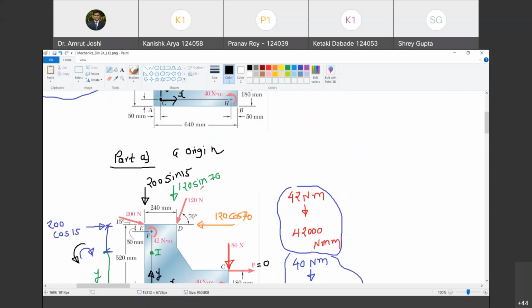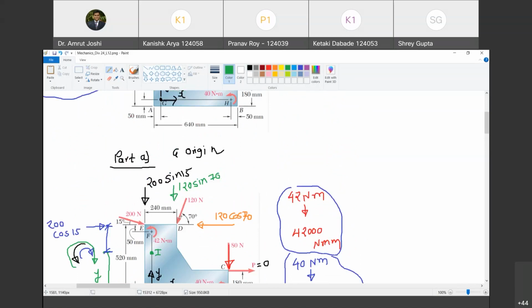Now let us take the moment of this 120 sine 70 about I. What kind of moment does it cause about I? You have to forget all other forces. You have to hold the body at I and imagine what kind of rotation would 120 sine 70 produce. Clockwise, sir. Right? So therefore I have shown it to be clockwise, and therefore it is going to be negative.